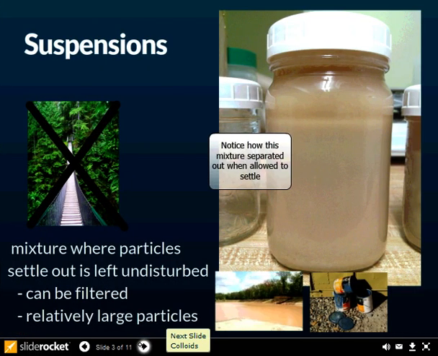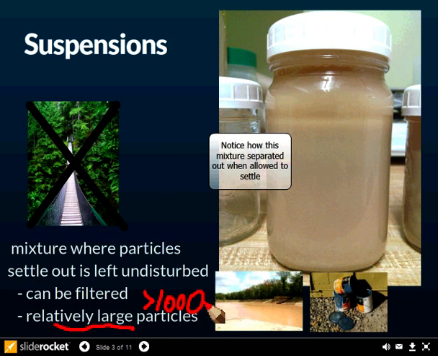Now there are two types of heterogeneous mixtures. The first is a suspension, and the second is a colloid. It basically deals with the size of the particles in the heterogeneous mixture. Suspensions tend to have relatively large particles, generally greater than 1,000 nanometers.